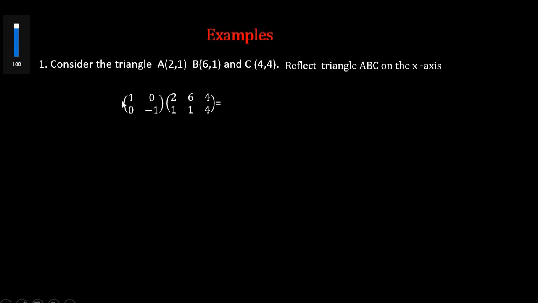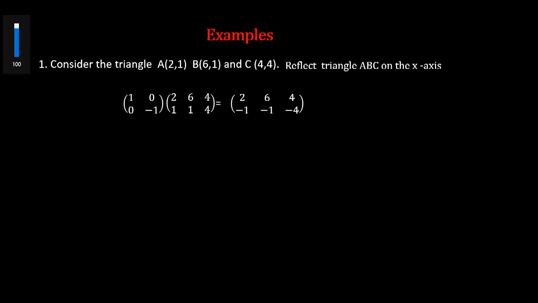Now we know that multiplying a matrix, we take the row, we multiply by each of these columns. This row here, 1 times 2 is 2 plus 0 times 1, we have 2. 1 times 6 is 6 plus 0 times 1, so we have 6. 1 times 4 here, 4. We have 0 times 2, 0 plus negative 1 times 1, we have negative 1 here. Negative 1 times 1 here, negative 1. Negative 1 times 4, negative 4.